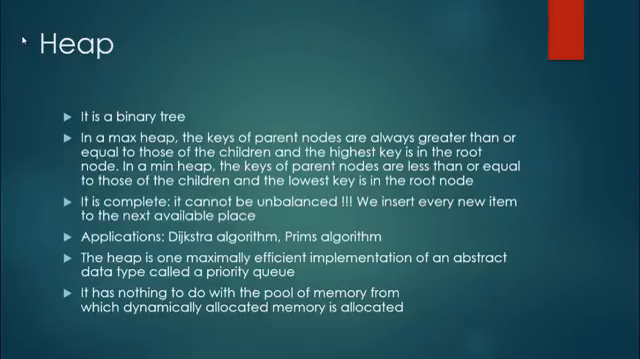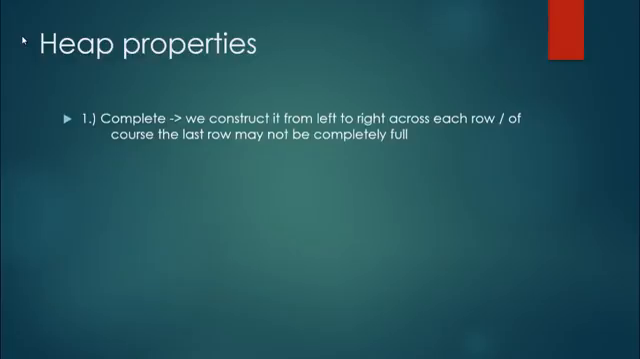And the second property is that it is complete. It cannot be unbalanced. We insert every new item into the next available place. The heap is one maximally efficient implementation of an abstract data type called a priority queue. It doesn't matter, it's abstract computer science stuff, and it has nothing to do with the pool of memory from which dynamically allocated memory is allocated. Okay, so there are two main heap properties.